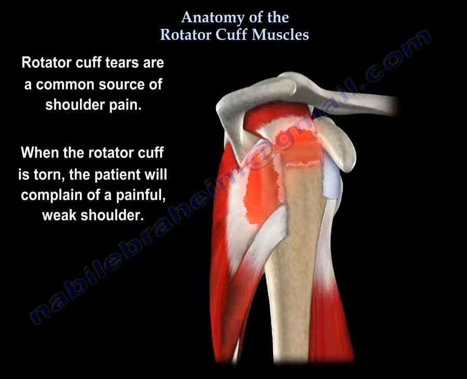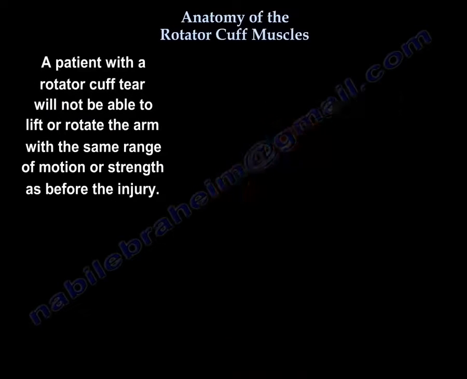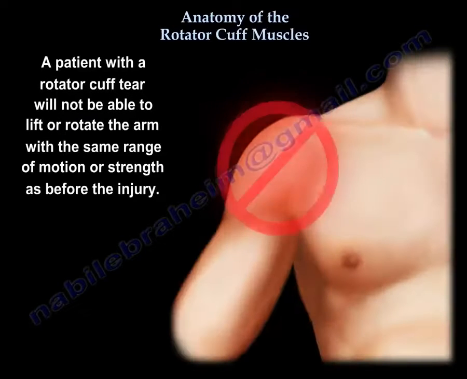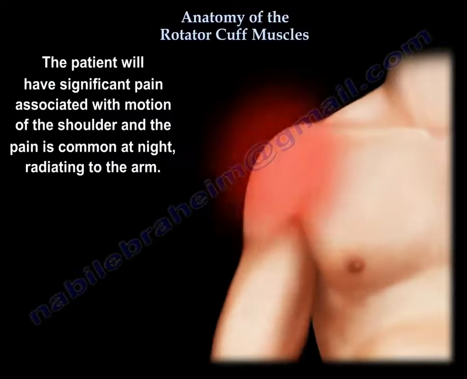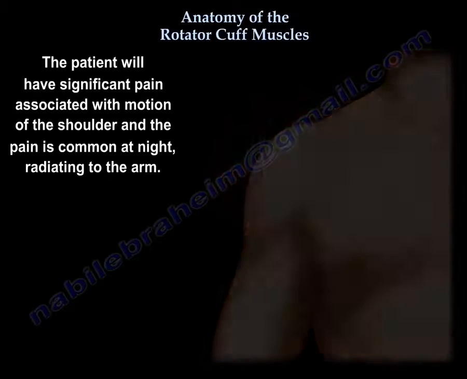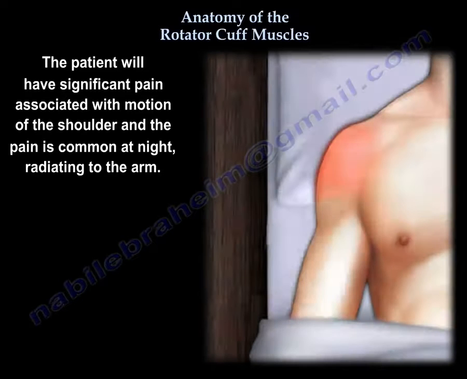Rotator cuff tear is a common source of shoulder pain, and when the cuff is torn, the patient will complain of a painful, weak shoulder. The patient will not be able to lift or rotate the arm with the same range of motion or strength as before the injury. The patient will have significant pain associated with motion of the shoulder, and the pain is common at night and radiates to the arm.